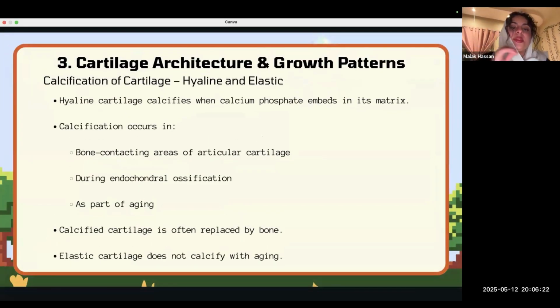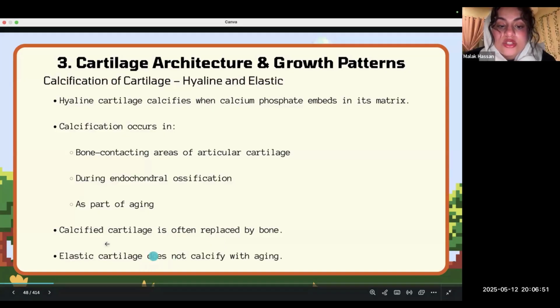Now, let's talk about the calcification of cartilage, hyaline and elastic. Now, hyaline cartilage will calcify when calcium phosphate embeds in its matrix. When does that occur? It occurs when bone contacts areas of articular cartilage during endochondral ossification, which we're going to talk about later, and as a part of aging. Sometimes when people just get older, their hyaline cartilage will calcify. Now, calcified cartilage is often replaced by bone, and elastic cartilage does not calcify with aging, as we mentioned before.